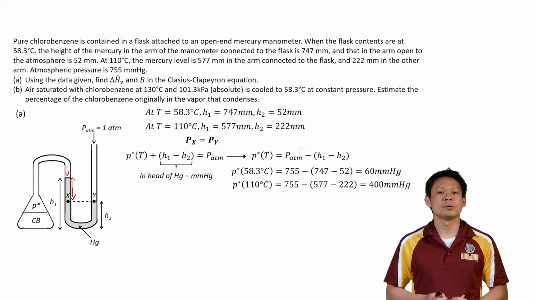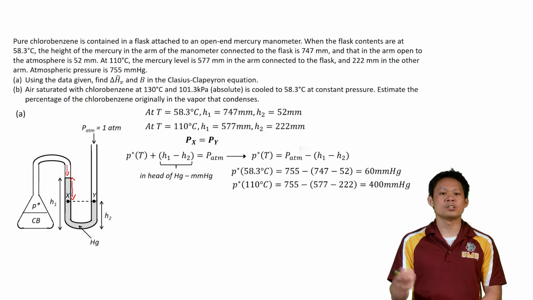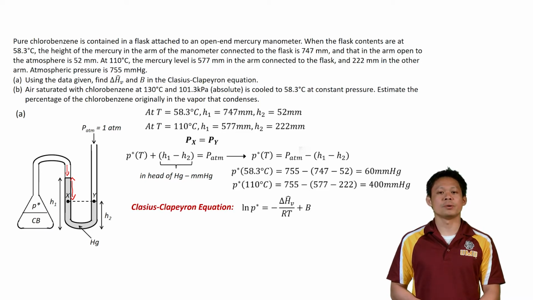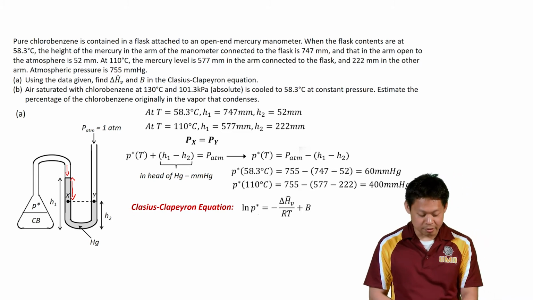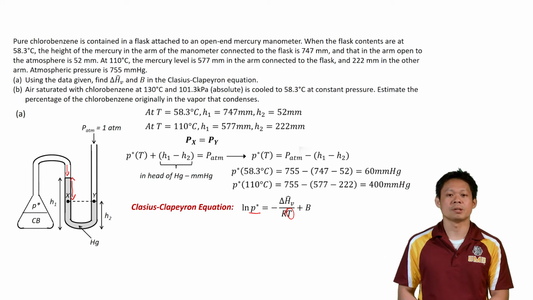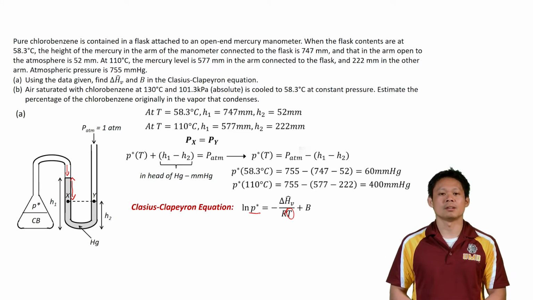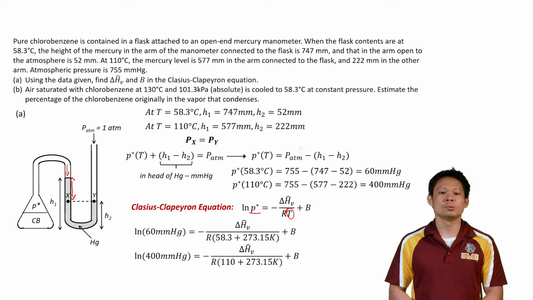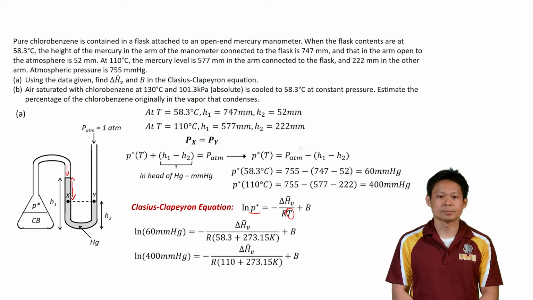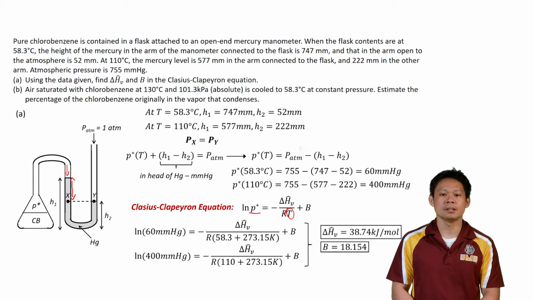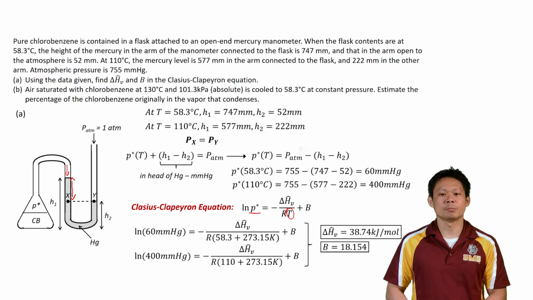The Clausius-Clapeyron equation has two unknowns: our delta HV, latent heat of vaporization, and our integration constant. So two equations, two unknowns, we can solve for those two unknowns. Here's the Clausius-Clapeyron equation again. It's an equation that relates our pure component vapor pressure with our temperature and how it changes with temperature. And we have the two constants in there. So we put in the two sets of data that we have, solve these two simultaneously, and we can get our latent heat of vaporization and our B constant.